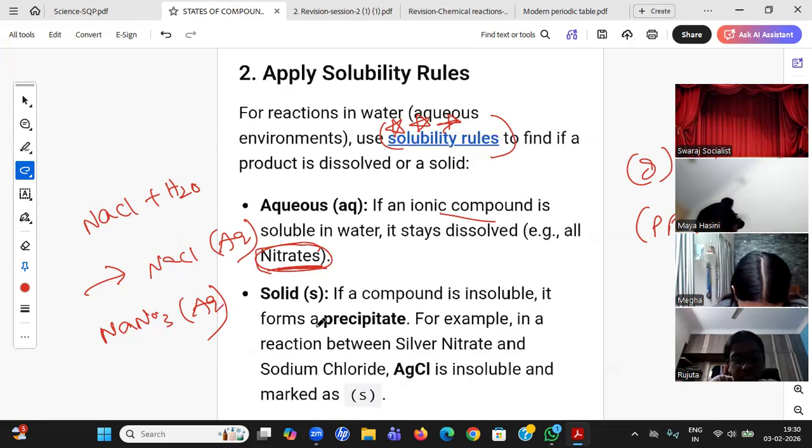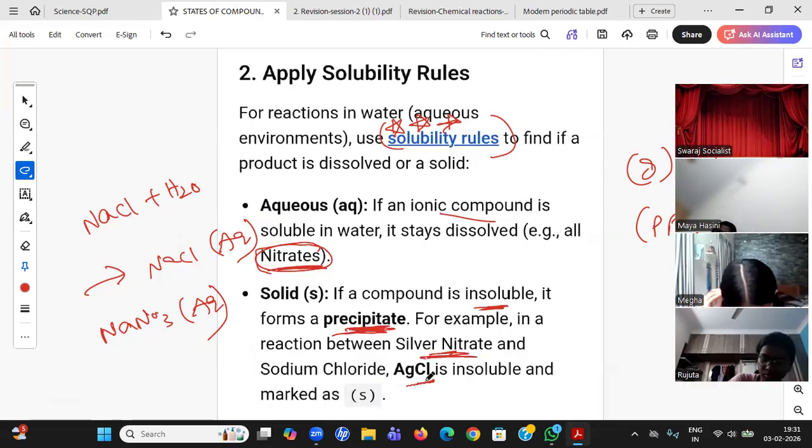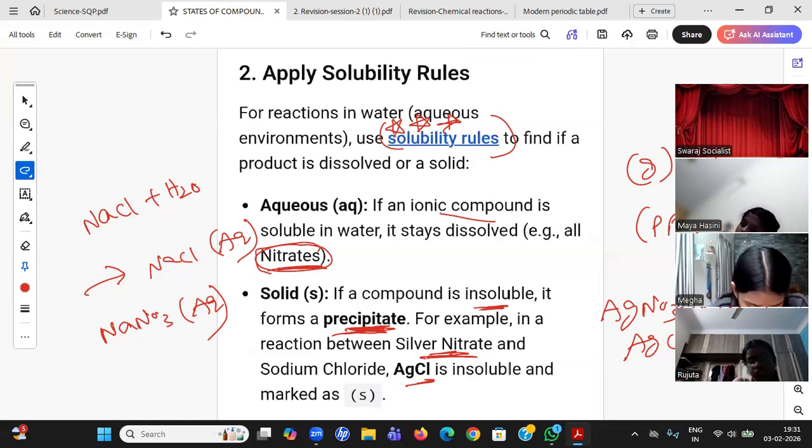Okay, aqueous. So when do we need precipitate? Precipitate is when I am mixing with water but they are not mixing; they are depositing at the bottom. They are precipitates. So what is an exception here? Silver chloride is insoluble. You can show a precipitate by a downward arrow, since it deposits at the bottom of the layer, or you might mention ppt.